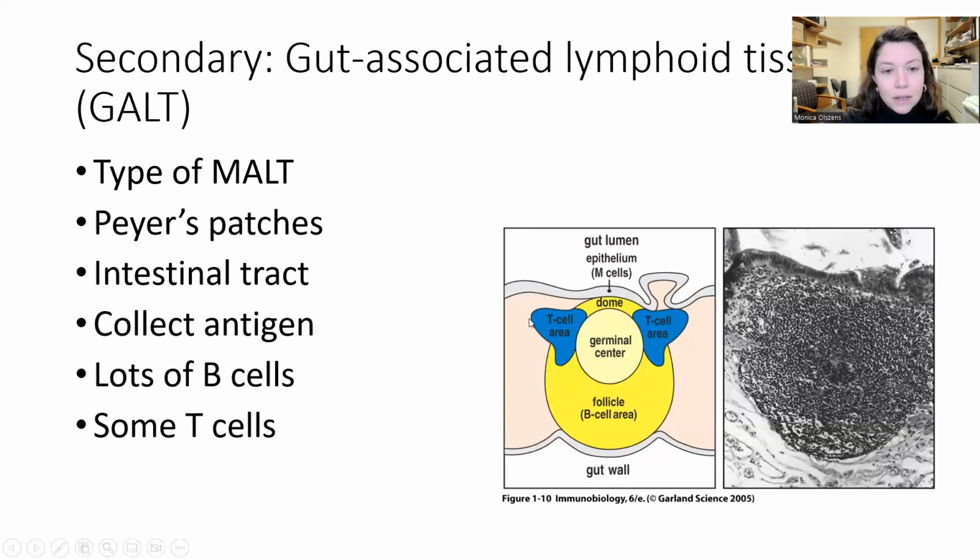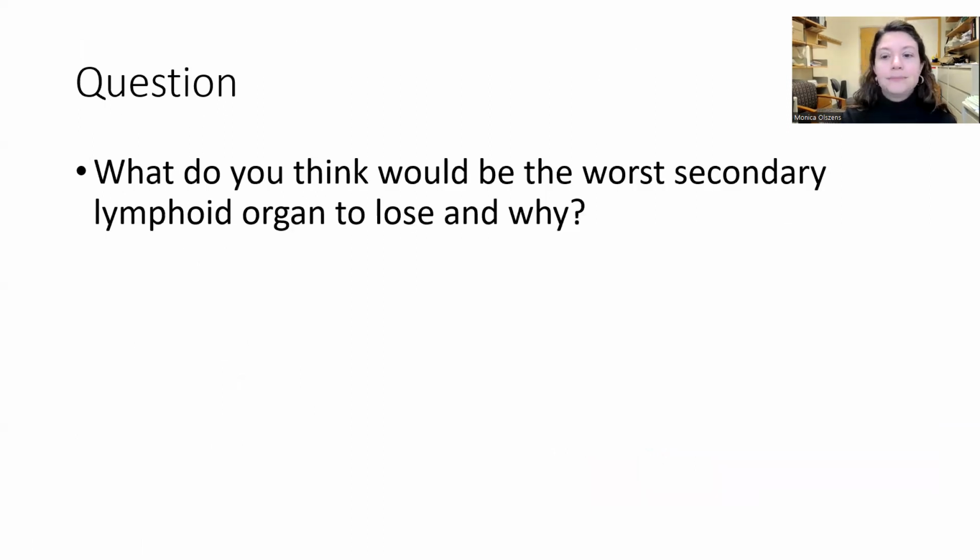Okay, so gut-associated lymphoid tissue is a type of MALT. There are these little patches called Peyer's patches in your intestinal tract, and they also collect antigen and check it out. Is this fine? Is it neutral? Is it a pathogen? It is correctly color-coded like all of these: the yellow is B cells and the blue is T cells. So hopefully you're seeing a theme here in the way that secondary tissue is organized.